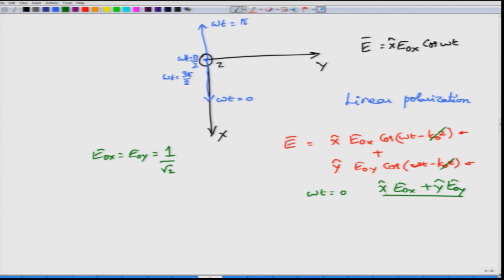So, the direction of the electric field will be at an angle of 45 degrees as measured with respect to the x axis. Okay. This would be the case at omega t equal to 0. What about omega t equal to pi by 2? In that case, the electric field will actually be 0 because cosine of pi by 2 will make this one go to 0.